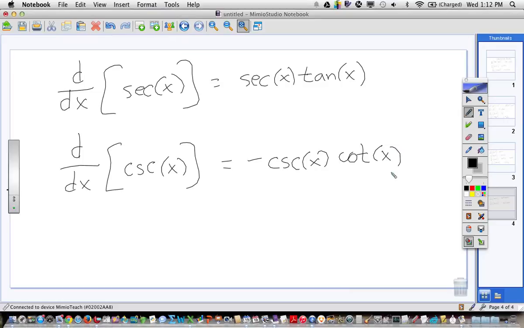All right, remember the derivative of tangent was secant squared. The derivative of cotangent was negative cosecant squared. The derivative of secant is secant tangent. The derivative of cosecant is negative cosecant cotangent. Okay? Yeah, so to be honest, memorizing most of them is not going to be that much of a problem because we're going to use them so often.